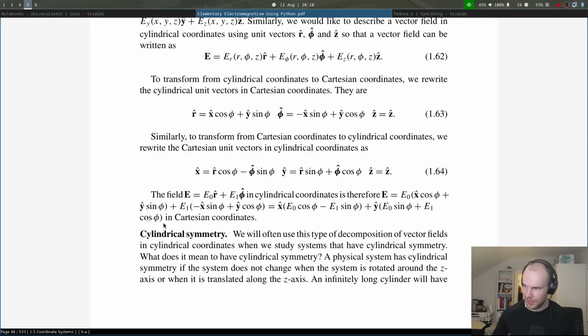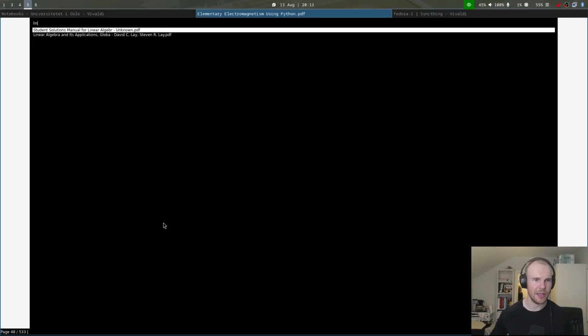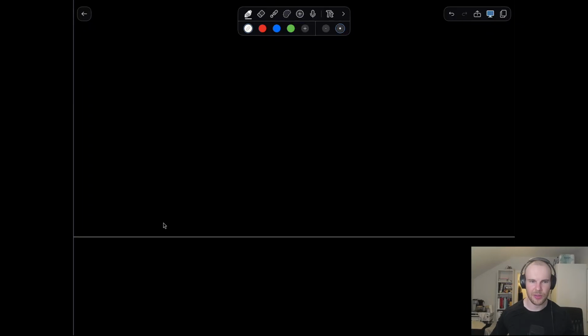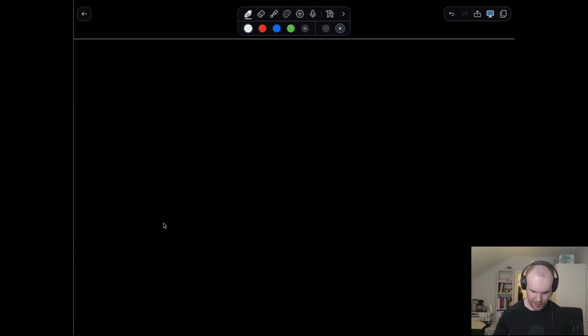Awesome. Now, let's do linear algebra. Okay, in linear algebra, we're going to start with null spaces, column spaces, row spaces, and I'll skip linear transformations for now. Let's see, the null space of a matrix.